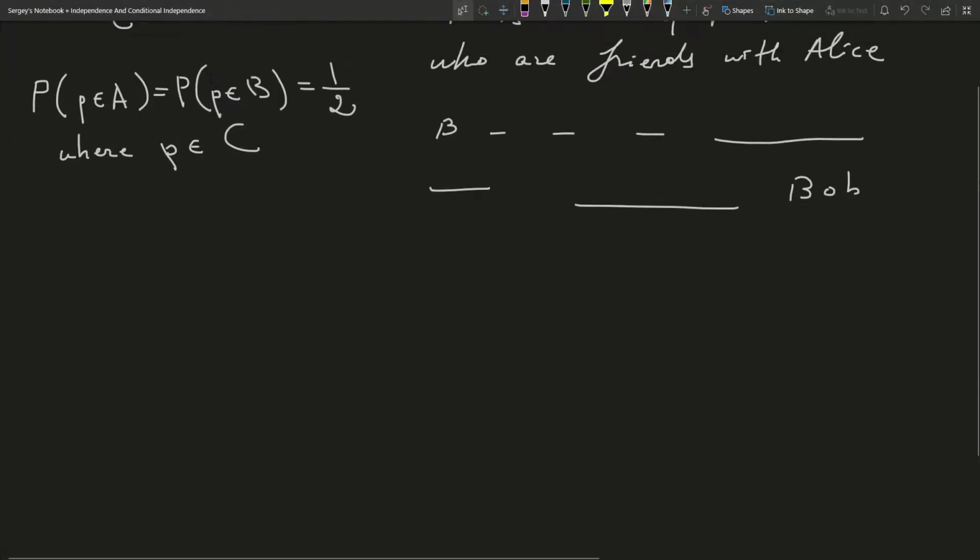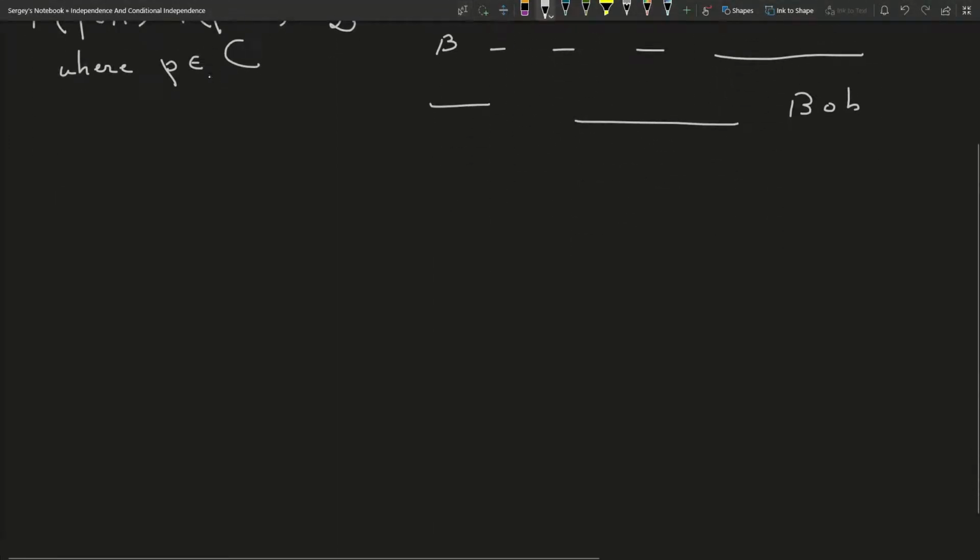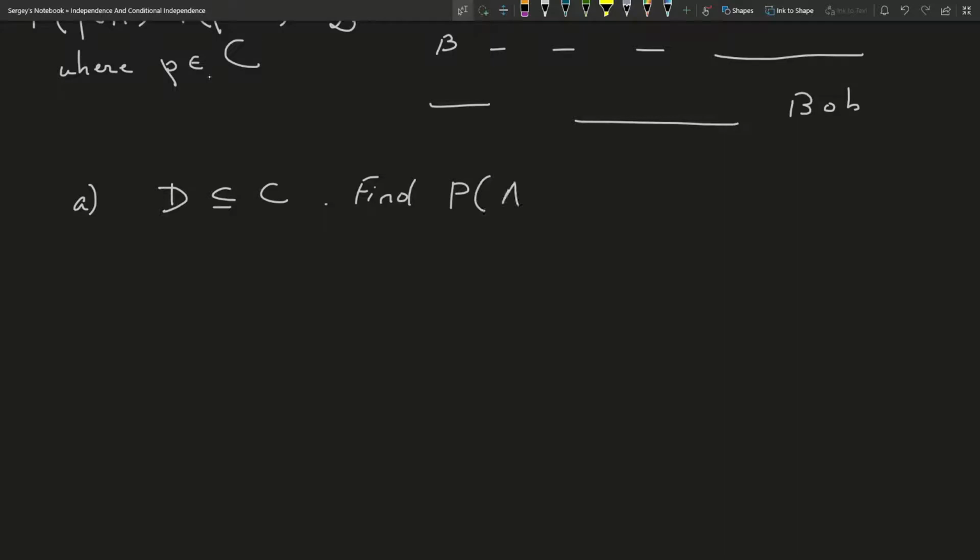So we need to compute the probabilities of a few things. So in part A, we're told to consider a subset of those 100 people. Let's call that subset D. And we'd like to find the probability that A equals D. So what does this equation here mean?